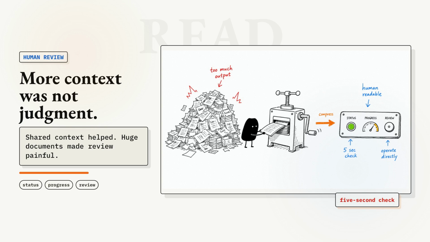Third, output needs to be directly readable by humans, not just by AIs. Superpowers' problem made me realize the right measure of a good AI workflow isn't how much information the AI processed. It's whether a human can understand the current state, task progress, and review results within 5 seconds. If a person can't understand it, the workflow is broken. These 3 conclusions are the design starting points for VibeRig.